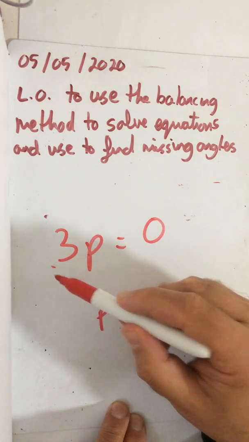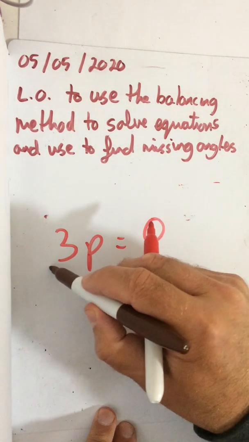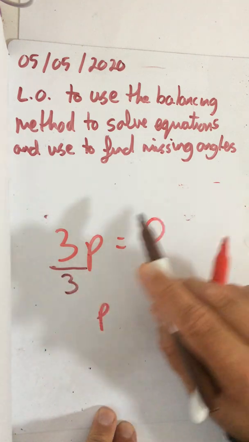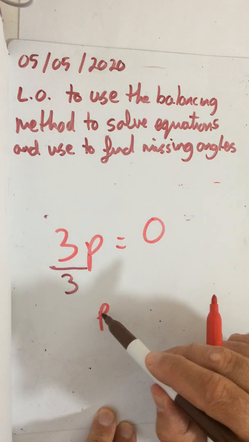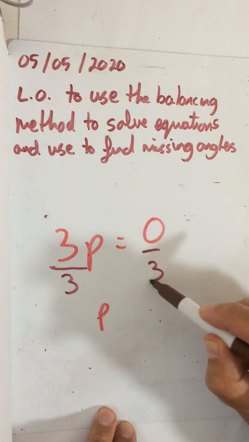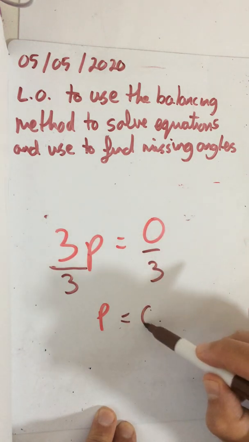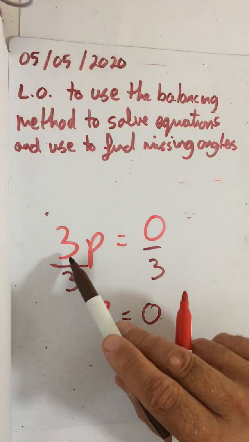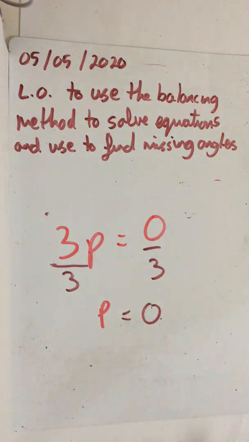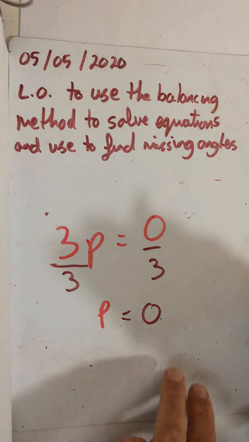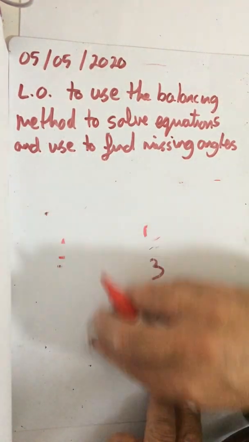So if we divide this side of the equation by 3, we're left with p. We need to divide that by 3 as well. 0 divided by 3 is 0. P is equal to 0. 3 times 0 is 0, isn't it? Okay. So another example.